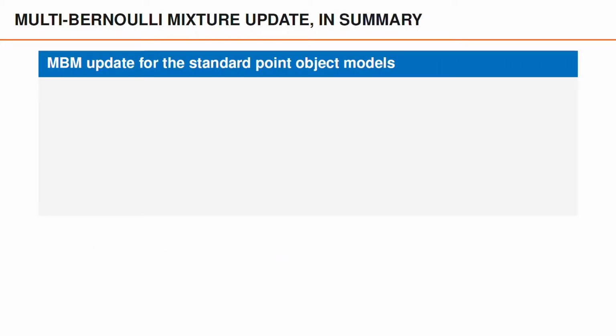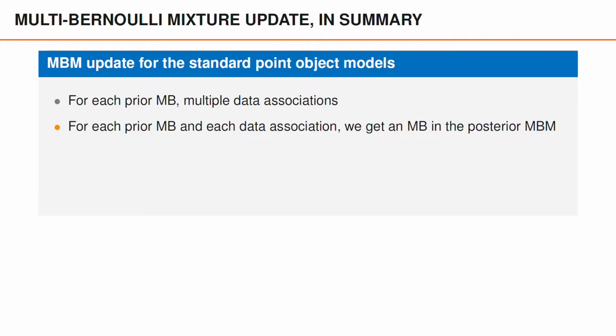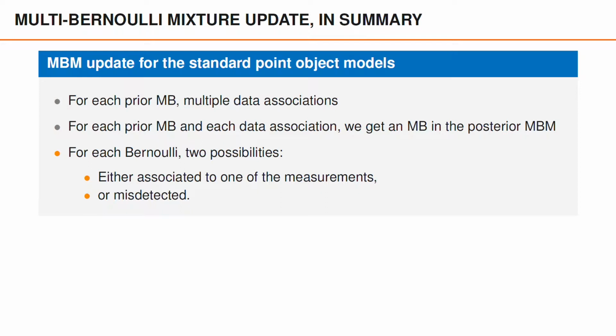this video. When we have the standard point object measurement model, the MBM update can be summarized by 3 points. For each prior multi-Bernoulli in the mixture, we will have multiple data associations. This is similar to the posterior mixture density that we had in N-object tracking. Each prior multi-Bernoulli and each data association will result in a multi-Bernoulli in the posterior multi-Bernoulli mixture. And for each pair of prior multi-Bernoulli and data association, for each Bernoulli we will have 2 possibilities. Either the Bernoulli is associated to one of the measurements, or it is not, in which case it's misdetected.